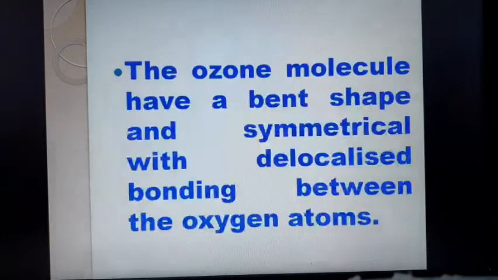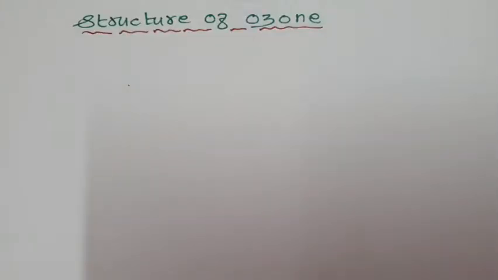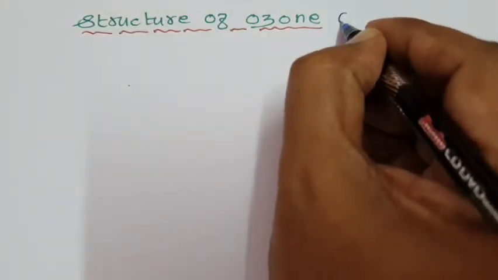The ozone molecule has a bent shape and is symmetrical with delocalized bonding between the oxygen atoms. Now we are going to see how to draw the structure of ozone, O3, trioxygen. Structure of ozone, molecular formula O3.